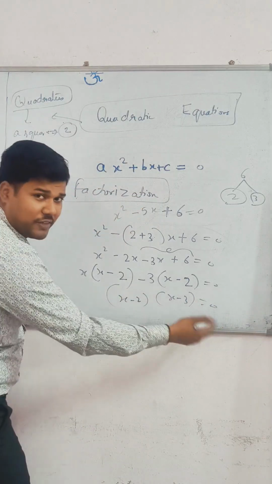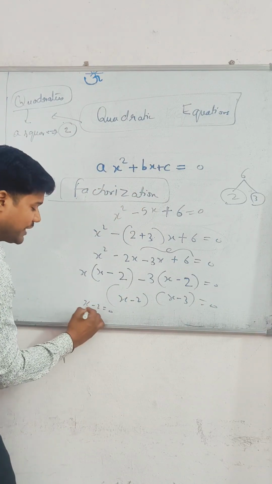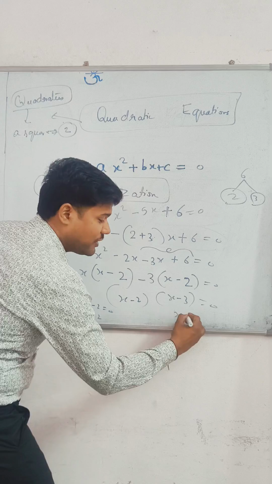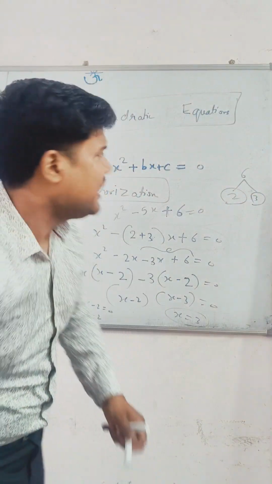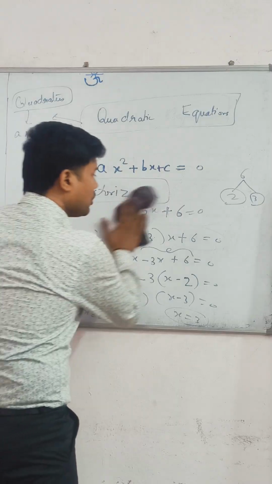So what you will do? Now you will take out the values. x minus 2 equals 0, and you will get x equals 2. And from here you will get x equals 3. So what I am saying is, by the first method, by factorization you can easily solve the quadratic equation.